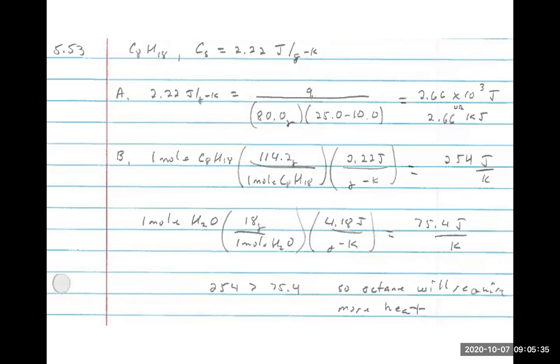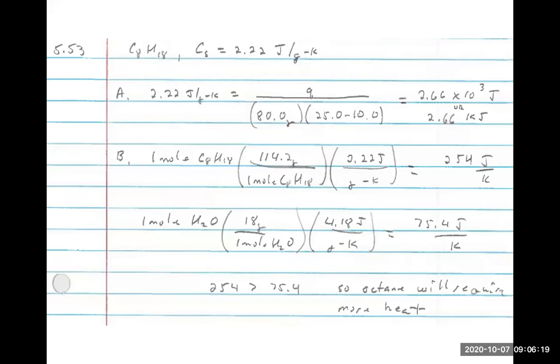Let's look at B now. So in B, it asks us which will require more heat, increasing the temperature of 1 mole of the octane by a certain amount, or increasing the temperature of 1 mole of water by the same amount. Okay, so if we have 1 mole of the octane, we want to convert that into grams because of our constant. See, our constant has a grams unit.